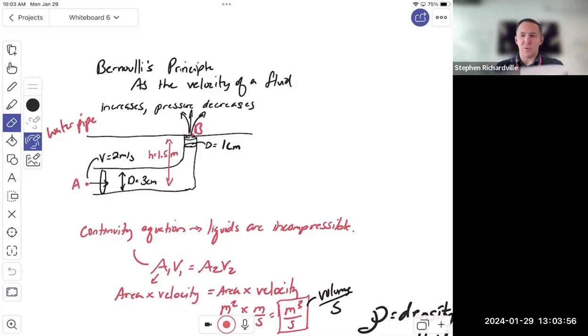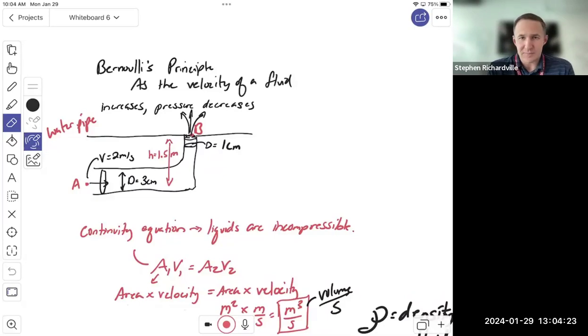a plane can fly. So if I had my piece of paper, clearly I could try to make the paper fly by pushing underneath it, but watch what happens when I blow across the top. By blowing across the top, as the velocity increases over the top, the pressure decreases. The high pressure underneath lifts the paper up. So Bernoulli's principle is that as the velocity of a fluid increases, pressure decreases.